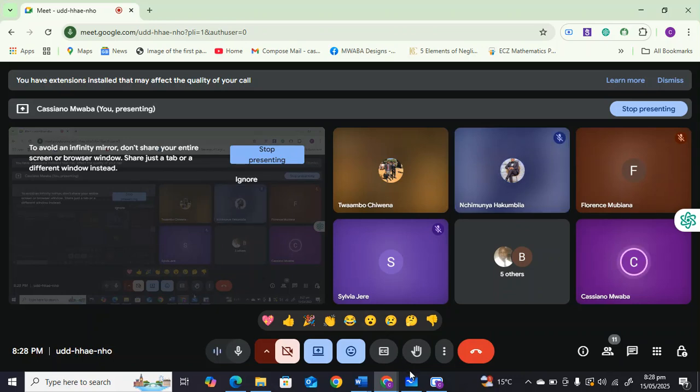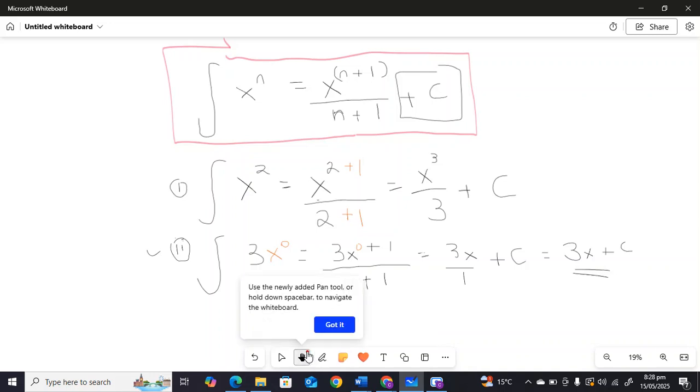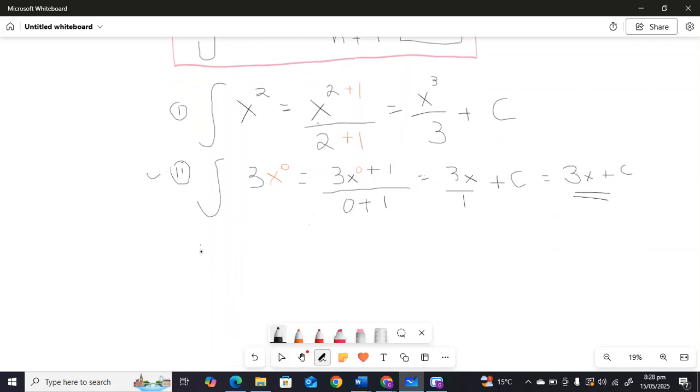So the secret is this. Add a 1 to the exponent, and what you do with the exponent, do it at the bottom. As you can see here on top, you're always adding a 1 to the exponent. Then what you do at the top, you also have to do at the bottom. Okay, do not worry, sir.